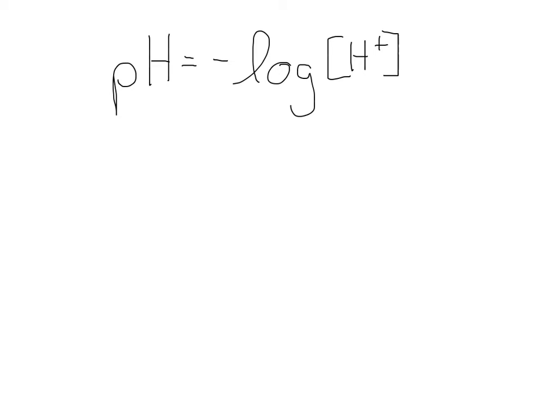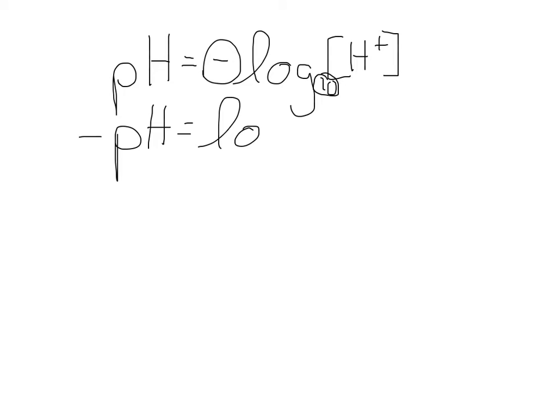Since there's no base written in the log, it's assumed to be a log of base 10. The one thing we do need to watch out for, though, is the negative sign. The first thing we need to do is get the negative sign over to the pH. So if we multiply both sides by -1, we have negative pH is equal to the log, again base 10, of the concentration of the H+ ion.